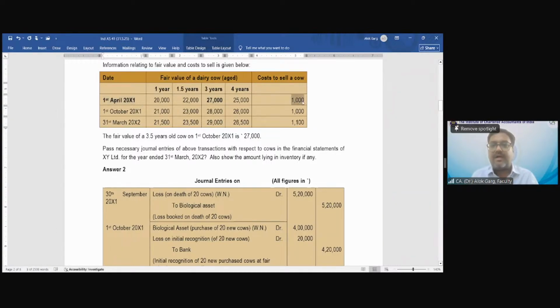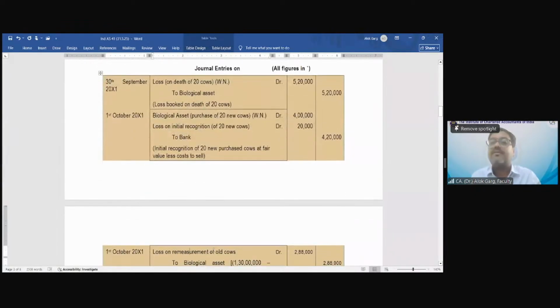And cost to sell of a cow is 1,000. So what is my fair value less cost to sell? आप फेयर वैल्यू लेस कॉस्ट टू सेल पे रिकॉग्नाइज करते हो ना? 26,000. So what is the value of 20 cows? 5,20,000. So loss on derecognition account debit to biological asset 5,20,000.